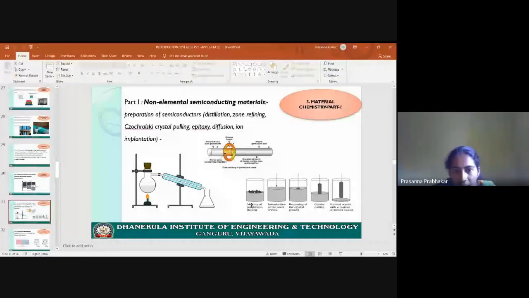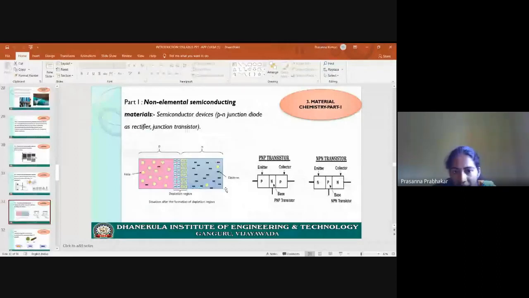Next, semiconductor devices. This is the PN junction diode. What is the P layer? What is the N layer? What is the difference between the P layer and the N layer? What is the situation before the formation of the depletion region, and what is the situation after the formation of the depletion region? The total information we will discuss in further classes, and how a PN junction diode acts like transistors.